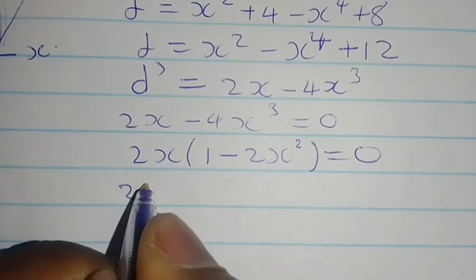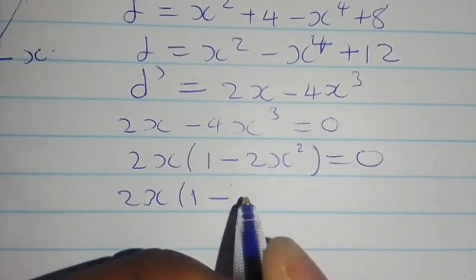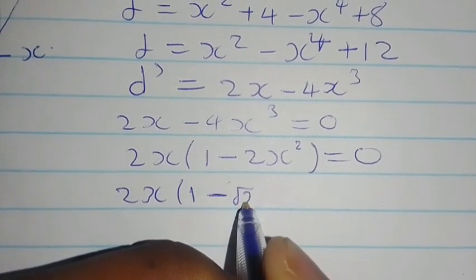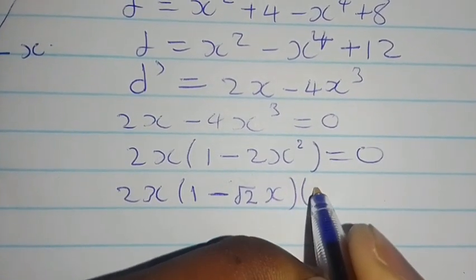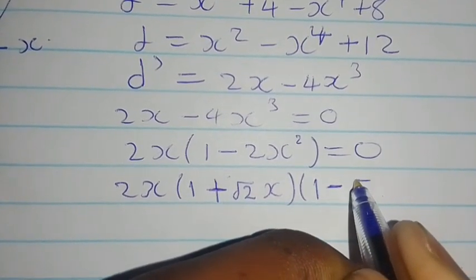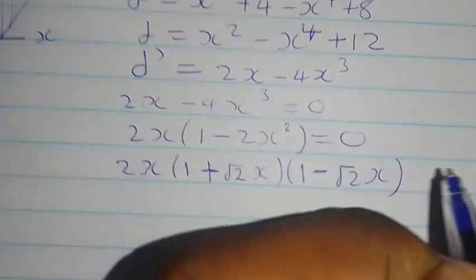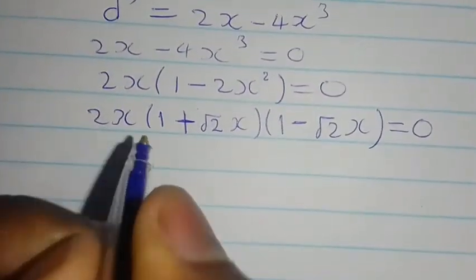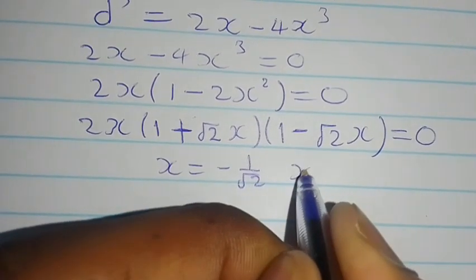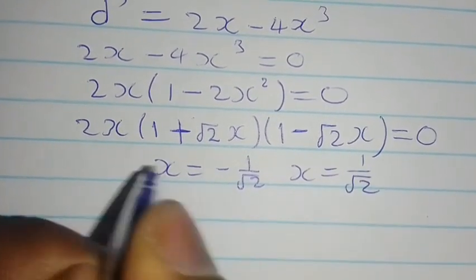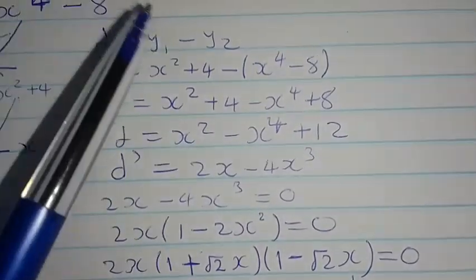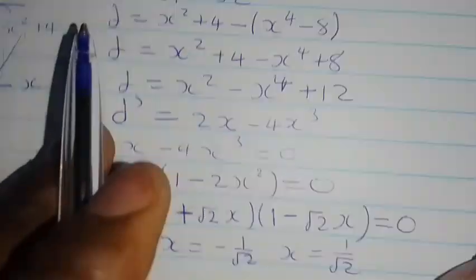Then from here, we have 2x into 1 minus root 2x, into 1 plus root 2x. That's how you can factorize that one, and that means x equals minus 1 over root 2, or x equals 1 over root 2, or x equals 0. That's how you can evaluate those. Then you have to substitute that into the distance and see which one gives the minimum.